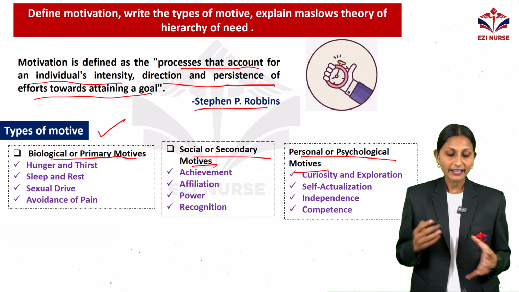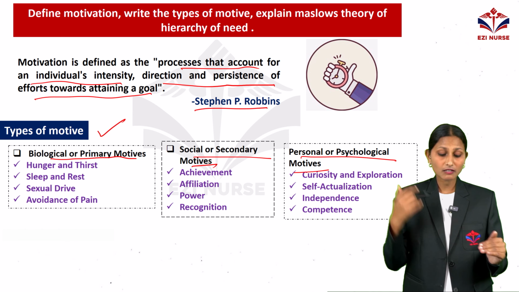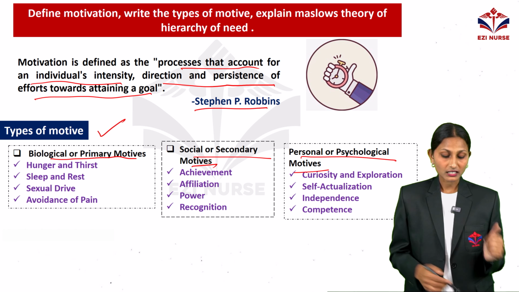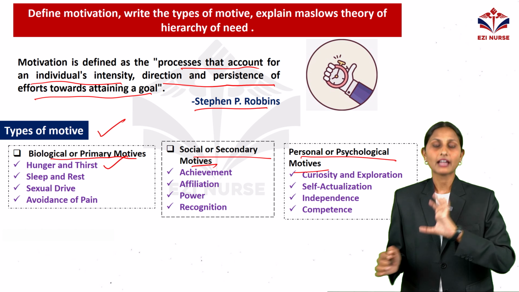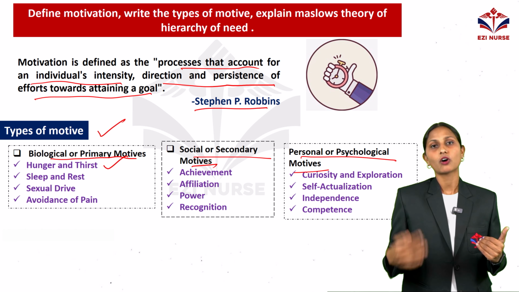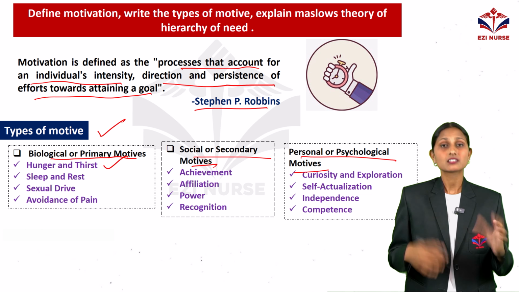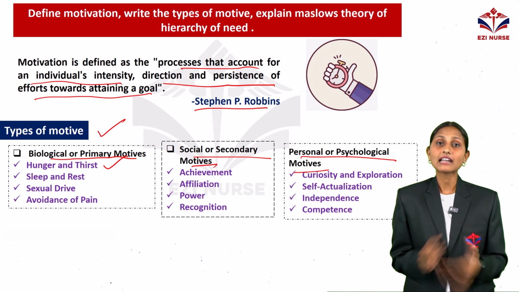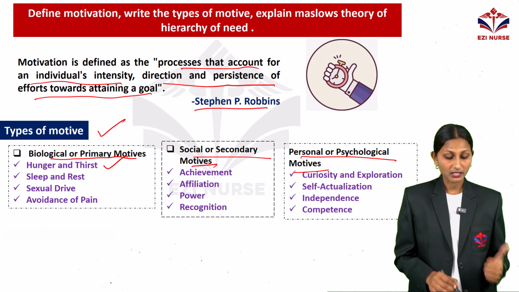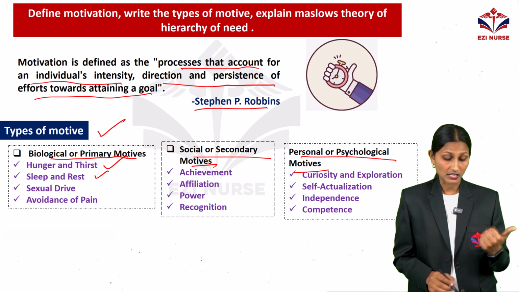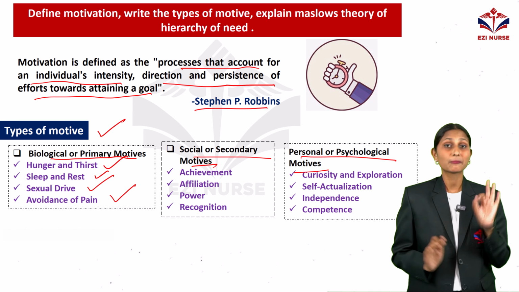The biological one is necessary; without it we cannot survive, which means it is a primary motive. That is hunger and thirst. If I tell you not to have food for at least 15 or 20 days, will you agree? No. So hunger and thirst is a basic need. Without that, we cannot live. So that is the primary motive. The next ones are sleep and rest, sexual drive, and avoidance of pain. We don't want to face pain.